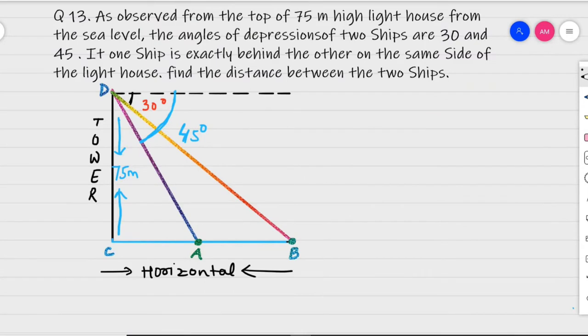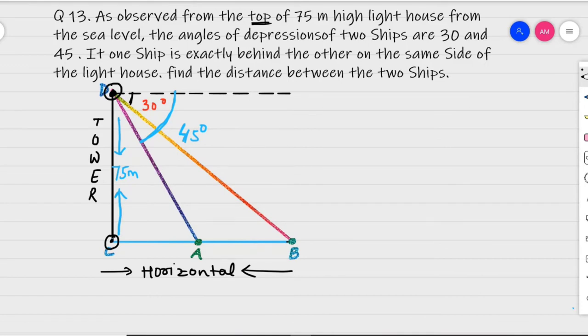Question number 13. Children, whenever we read these questions, we should try to visualize the things. Just close our eyes and visualize what is given. See, as observed from the top of a 75-meter high lighthouse. Now see, there is a lighthouse. Now you imagine yourself that you are standing on the lighthouse, as something is being observed from the top of the lighthouse. The height of the lighthouse is 75 meters. See, I have mentioned it. CD is your lighthouse and I have mentioned it is 75 meters.